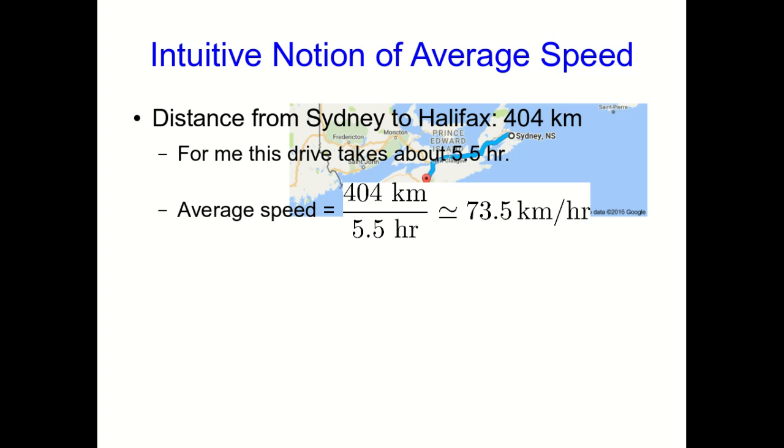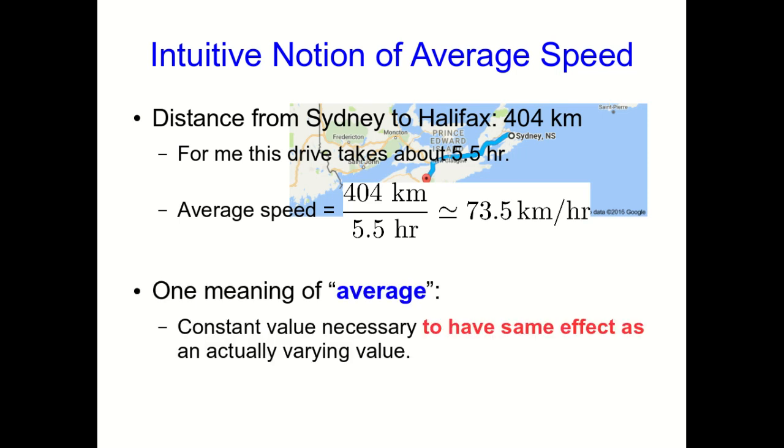The point is, this is the average, and aside from just thinking about speed, this also gives us a way of thinking about what average means. It's the constant value that would have the same effect as an actual varying value. The speed I was actually going was varying, but if I had gone at a constant 73.5 kilometers per hour, it would have had the same effect. I would have got from Sydney to Halifax in the same amount of time, assuming the police didn't pull me over.